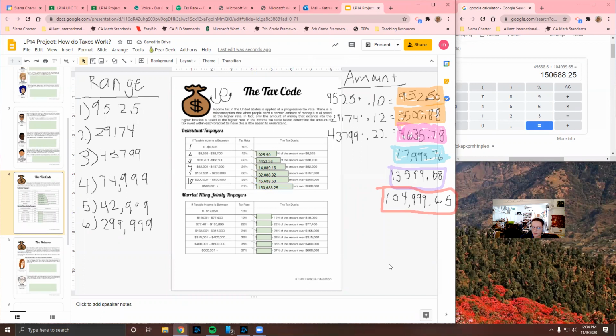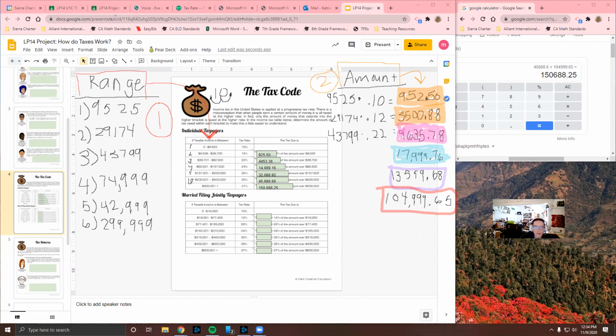We're going to review what we did really quickly. The first thing you need to do is figure out how big is my range here. And remember, the range is how much money is in between the two numbers in this first row. Okay, that's what we want to do first. The second thing you want to do is figure out what is the amount of money that would be paid in taxes. So you want to make yourself a nice little list here. What would be the amount of money I pay in taxes?